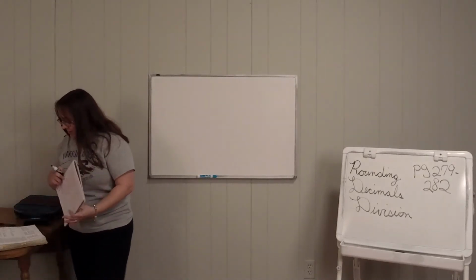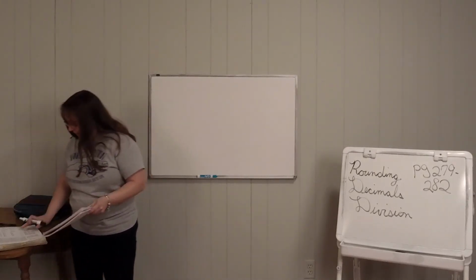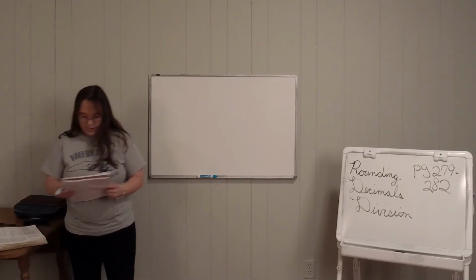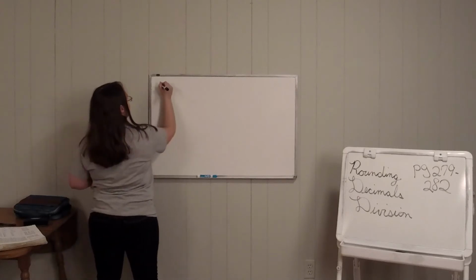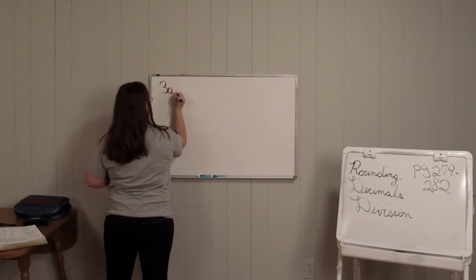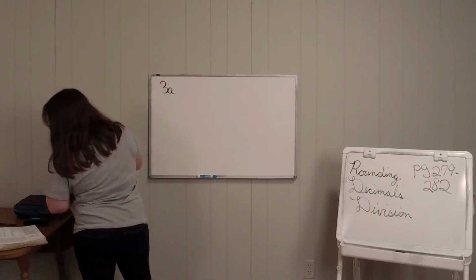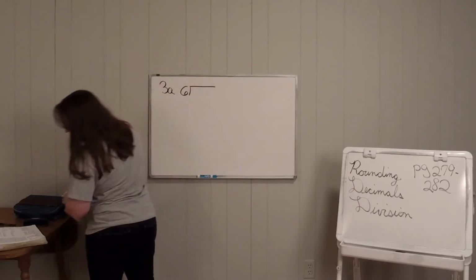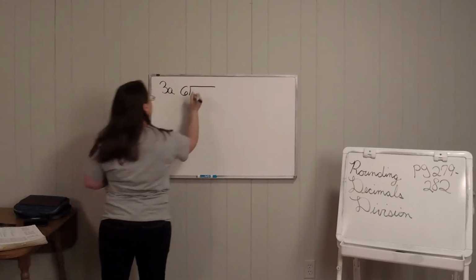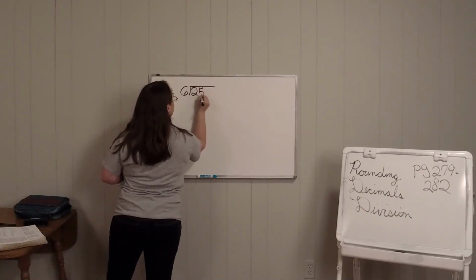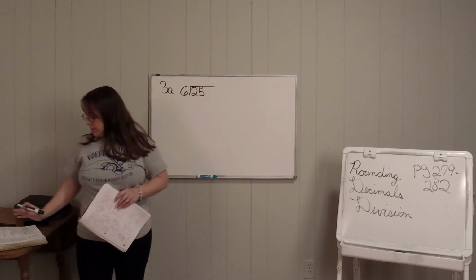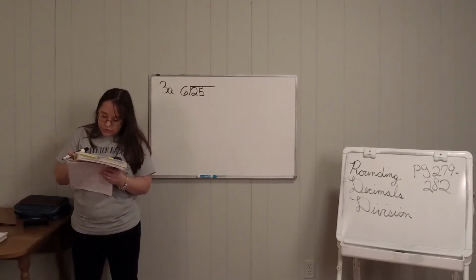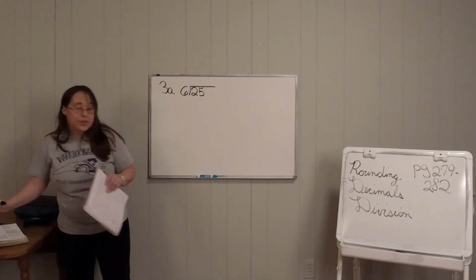Alright, let's look at 3A on page 281. You are given 6 divided by 25. Your directions say round off to the nearest tenth.